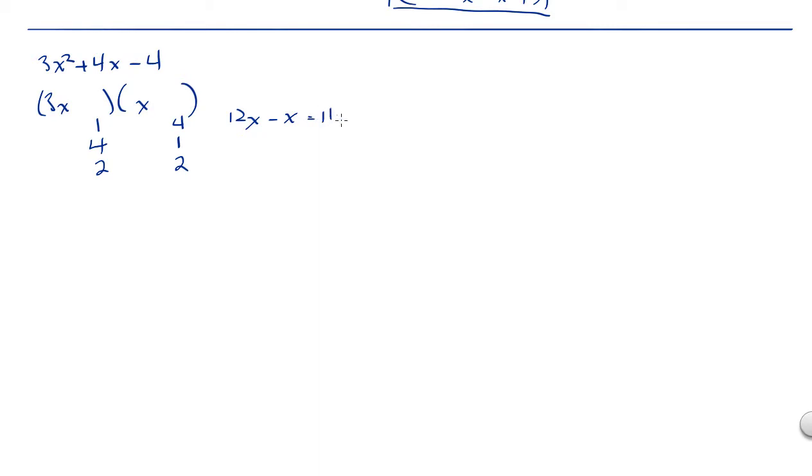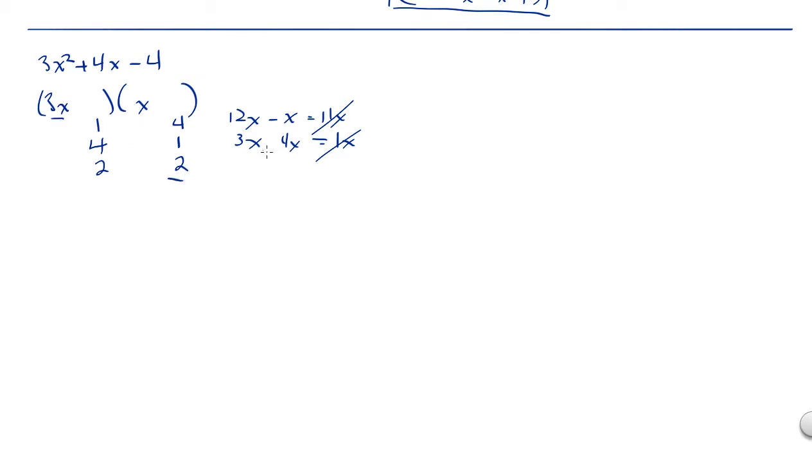So this is 11x, so that's not it. That's not right. We can't do that. For this set, we've got 1 times 3x, which is 3x, and a 4x. Well, the difference between those, we don't really care which one's positive, which one's negative. The difference between those is 1x, so that's not going to work either. Finally, we've got the only other possibility that we can try. If this doesn't work, then we can say this trinomial, this quadratic, does not factor.